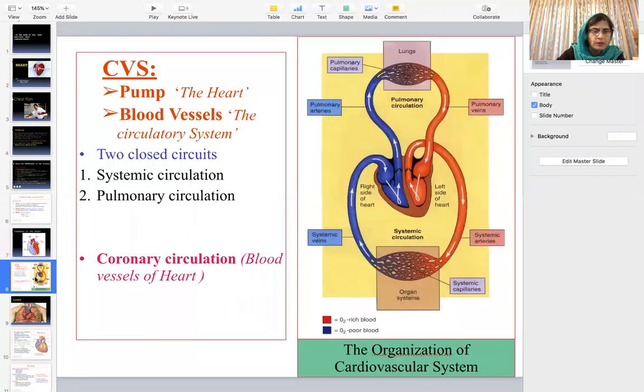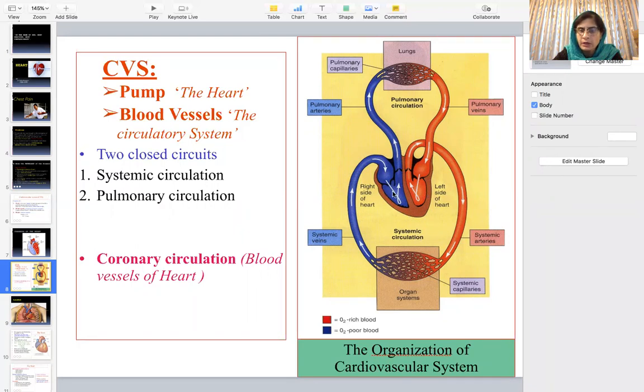Now there are two types of circulation: the systemic circulation and the pulmonary circulation. The extent of systemic circulation is from the left ventricle into the aorta and back into the right atrium. When the oxygenated blood goes through the aorta to the whole body and is then brought back into the right atrium, starting from the left ventricle and reaching up to the right atrium, this is the extent of the systemic circulation.